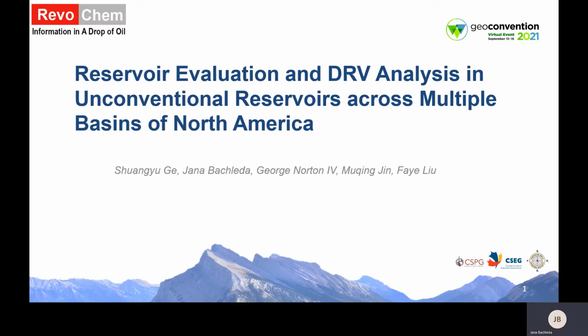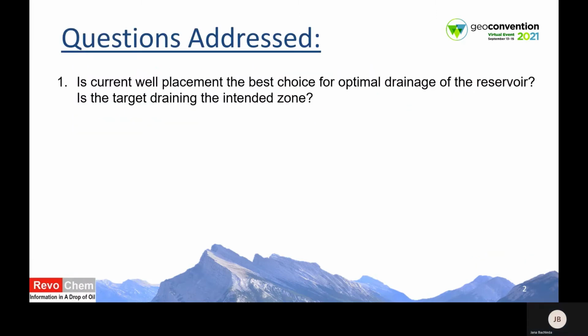Before we get into our technology today and the case studies, I want to go through some important questions that many operators have with regards to their basins. One common question is: is current well placement the best choice for optimal drainage of the reservoir? And is the target draining the intended zone?